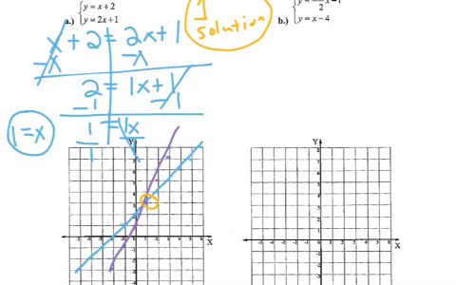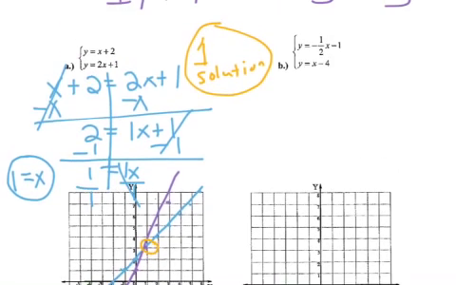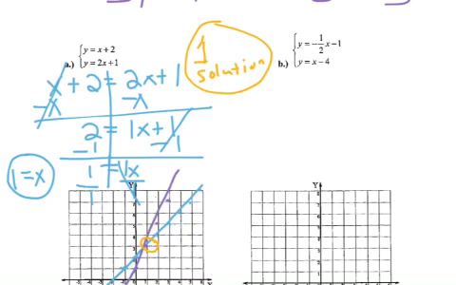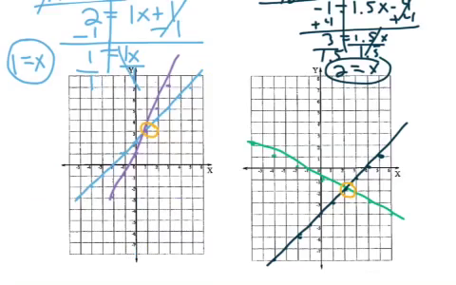And as you can see below, I graphed it as well. In yellow is my intersection point, which shows me I have one solution, and it was at the ordered pair (1, 3). I want you to try B on your own, and then you can pause the video and press play when you have your answer.